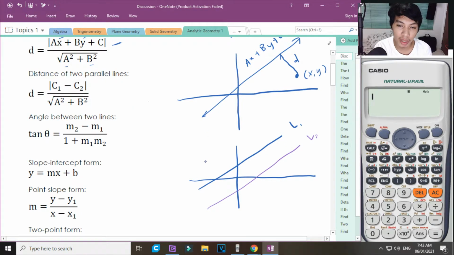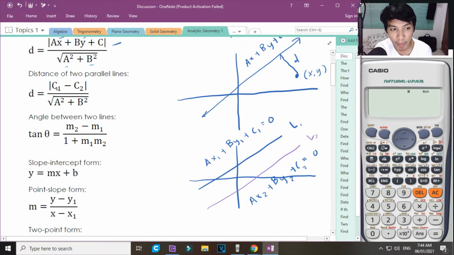Now, ito yan. Yung line 1 mo, you are given ax1 plus by1 plus c1 equal to 0. Yung line 2 mo, ax2 plus by2 plus c2 equal to 0. So, you will substitute yung mga values dito. Kahit magkabaligtad yung c1 and c2, basta, tatandaan mo, this is absolute value, yung form niya. Walang magiging negative values ng distance yan, okay? Yun yung formula para dito.